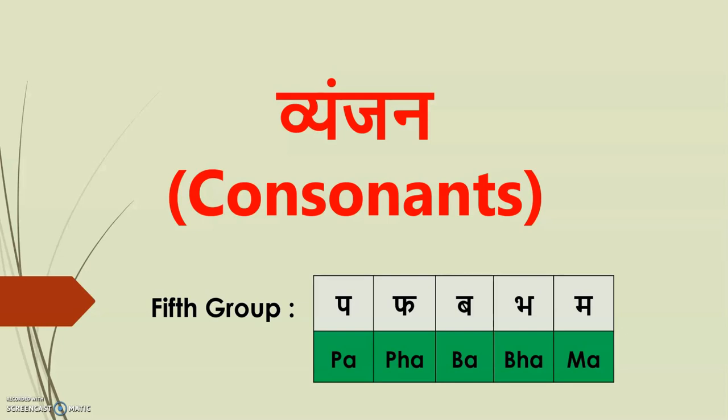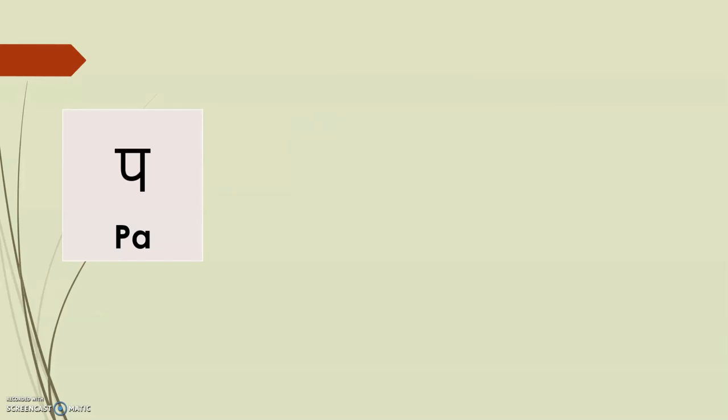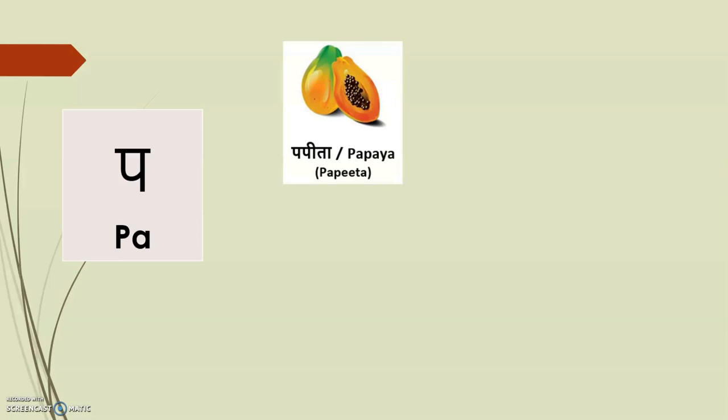Today we will be studying the fifth group of letters in details with examples. So let's begin. The first letter that we see here in the fifth group is pa. In the first picture we can see a papaya. Papaya in Hindi is called papita. If we go to the next picture we can see a fan. Fan in Hindi is called pankha.